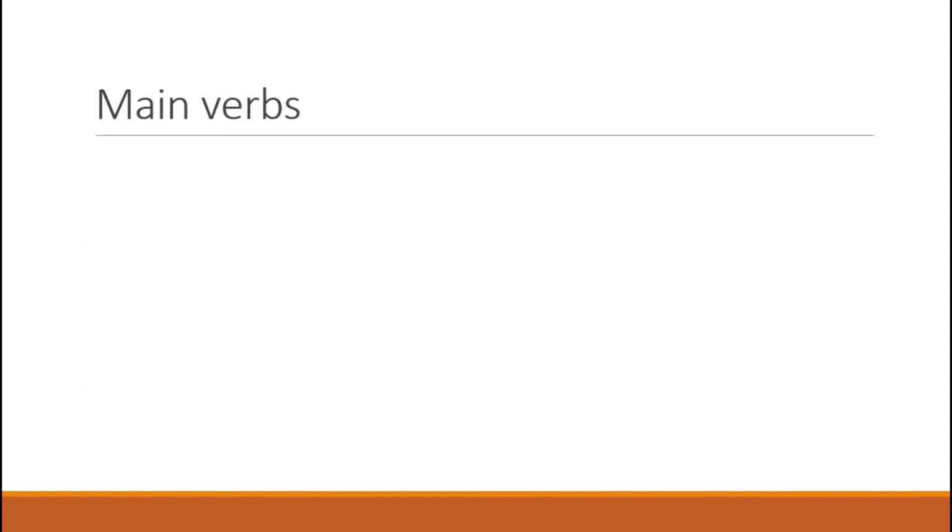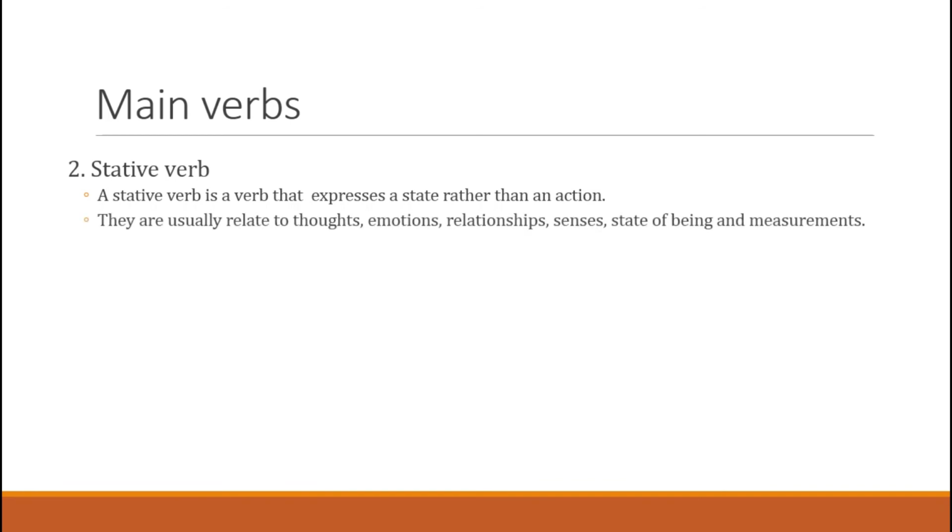Now let's learn about the second type of main verbs, that is stative verb. A stative verb is a verb that expresses a state rather than an action. It means there is no action in a stative verb, only information, state, condition. They are usually related to thoughts, emotions, relationships, senses, state of being and measurements. They are not used in the progressive continuous ing form.